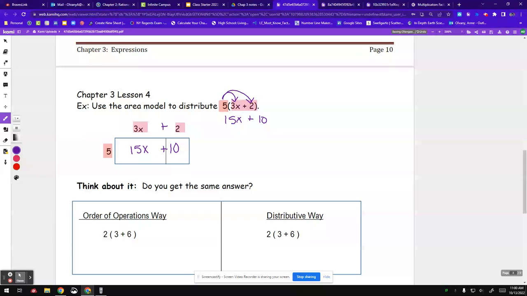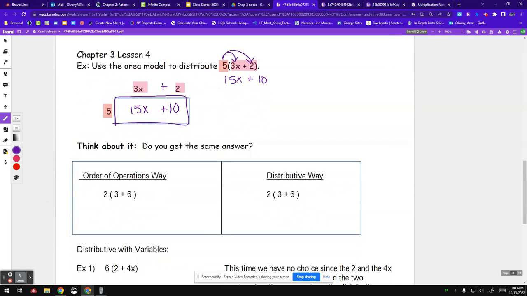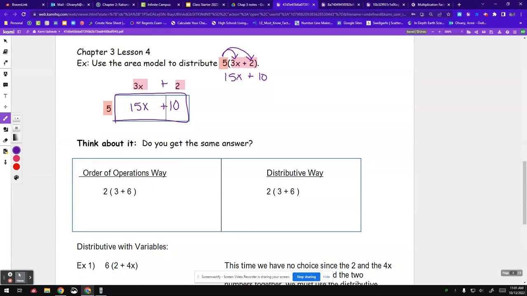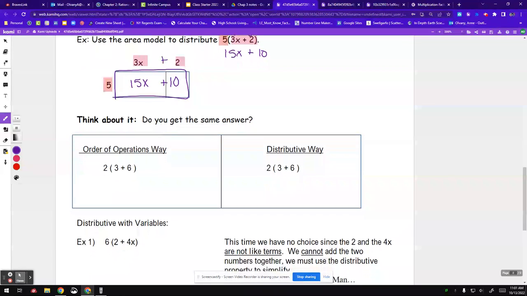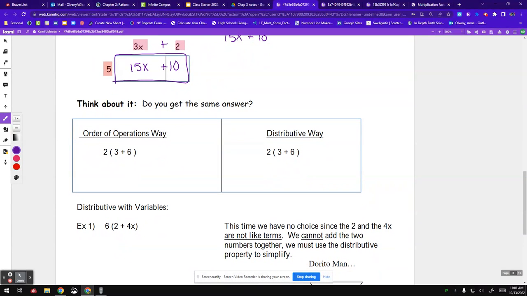I really like the area model. It makes it really easy, and you can easily just make a quick box and do that, especially as things get more complicated. I think this particular problem is kind of more simple, but once we start adding more variables and longer terms, it might become easier to use the area model. So let's see if this really works.